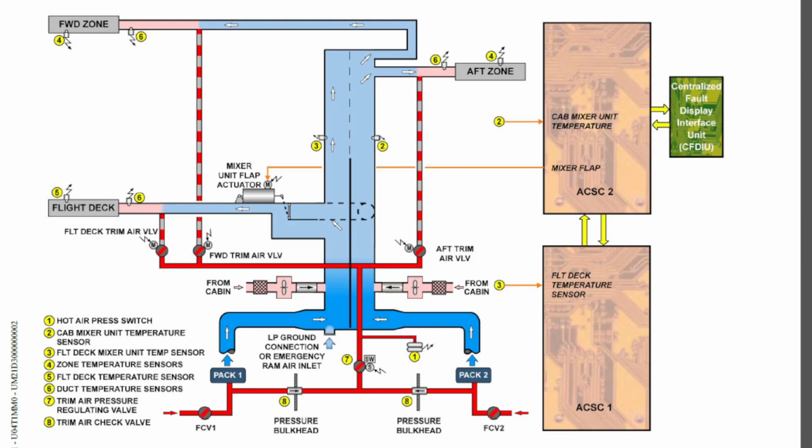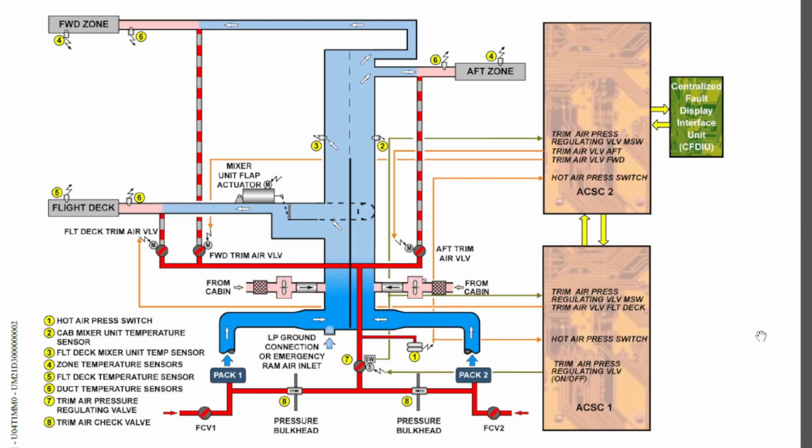And each temperature sensor has 2 thermistors, and one thermistor is connected to lane 1 of the air conditioning system control computer. The other thermistor is connected to lane 2 of the related air conditioning system control computer.